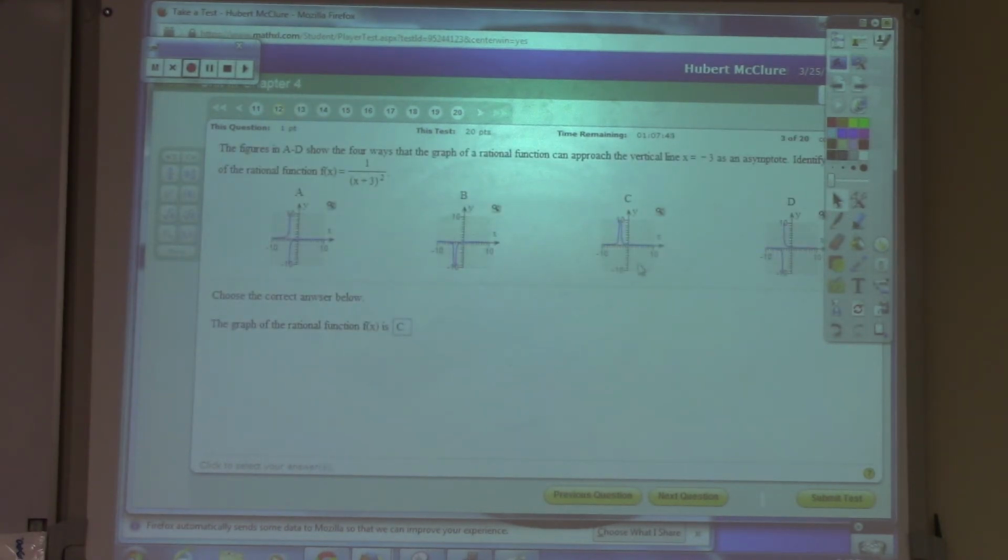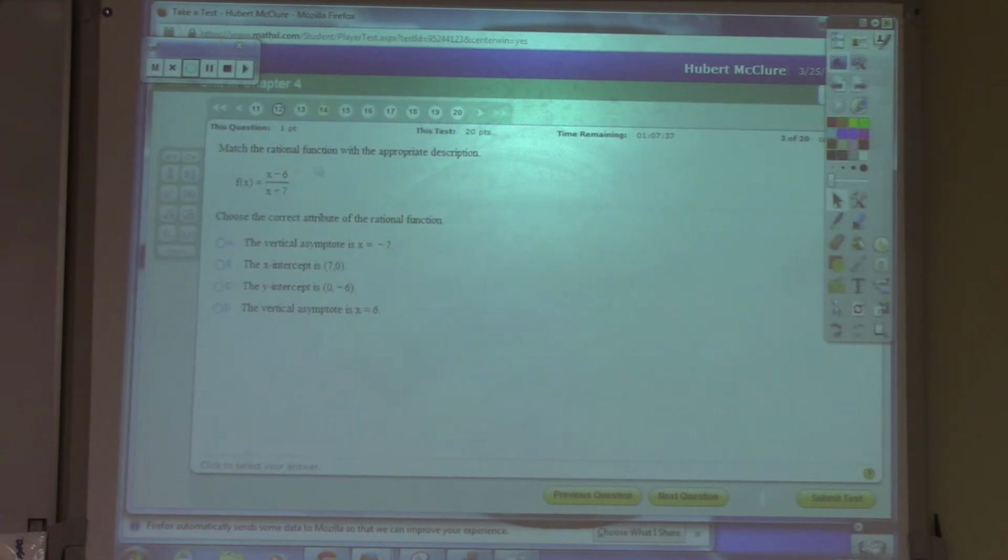Okay, we did that one. That's a volcano. That's a given pretty much. You don't have to think much on this one. Match the rational function with the appropriate description. Well, first of all, you got the same degree, so your horizontal asymptote is 0. Your vertical asymptote is what? -7, and that's it. So I guess this is it. Vertical asymptote is -7, so that's a gimme.